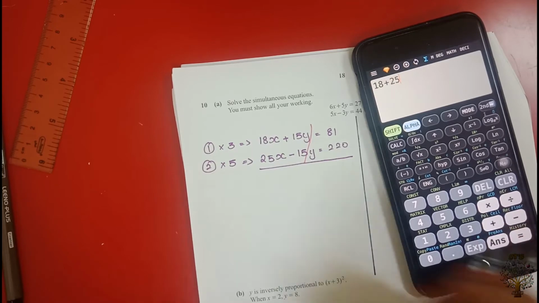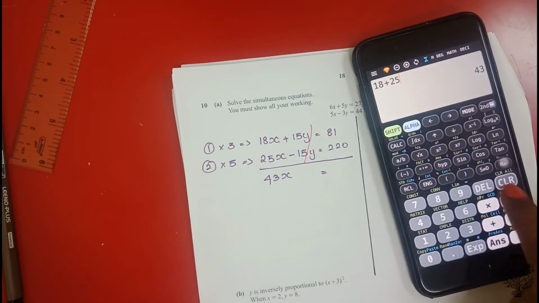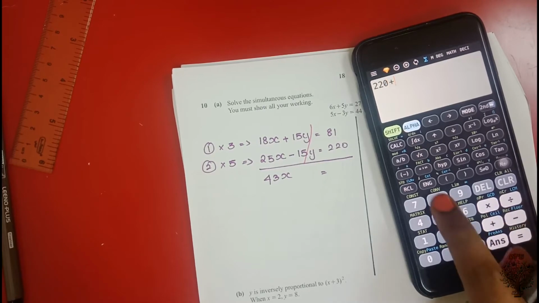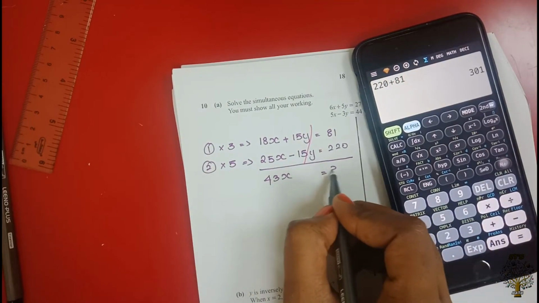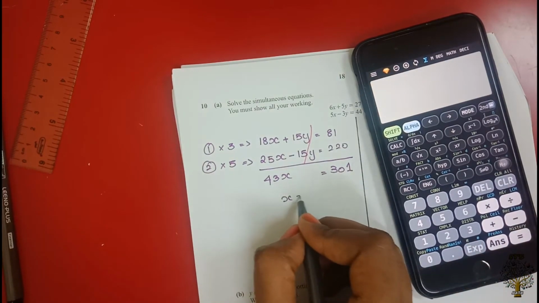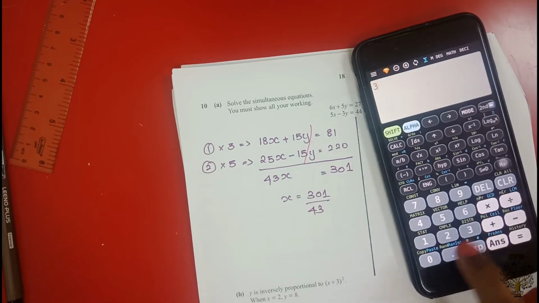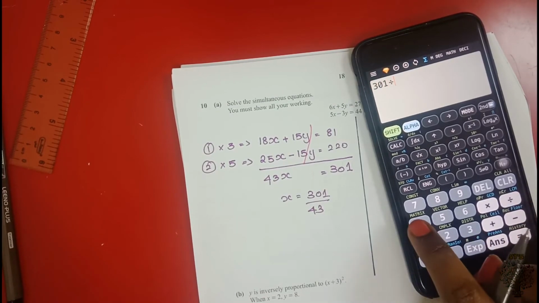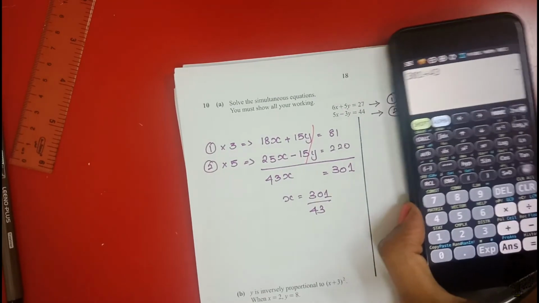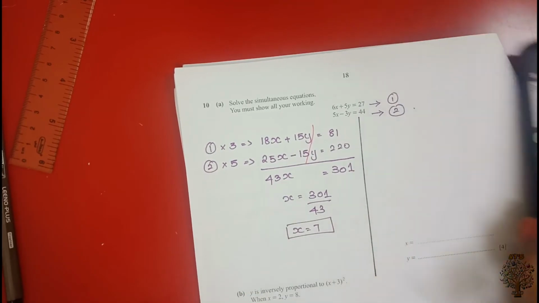Now you can cancel the term positive 15y and negative 15y. 18 plus 25 gives me 43x, which is equal to 220 plus 81, that gives me 301. Now x is equal to 301 divided by 43. 301 divided by 43, that gives me 7. X is 7. We have value of x.